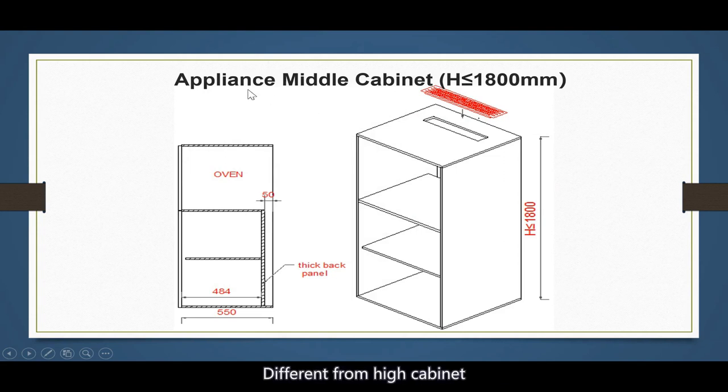Okay, so as a difference from the high cabinets, imagine we're going for middle cabinets. For example, the height is probably 1500 millimeters, and for the top parts of this, we're going to put a red mesh installed on the top panel instead of going for the U-shaped cut.